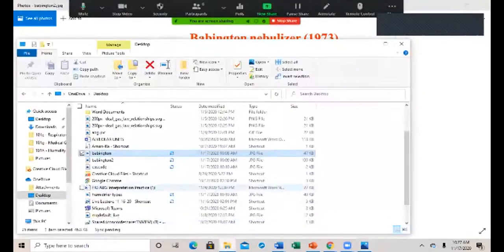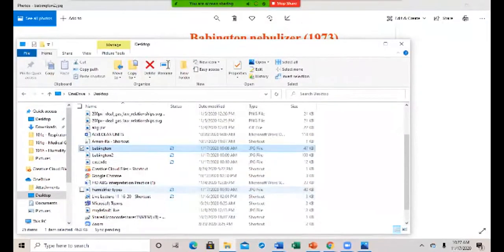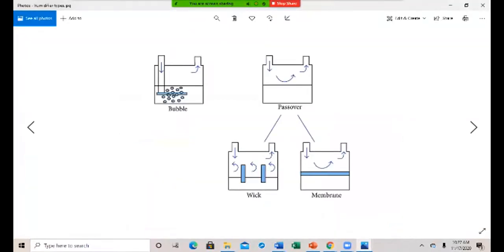All right, we also have the wick type and all that. I want to show you right quick too, so we can go on and show you the humidifier types. Okay, right here. This is a quick picture of all three of them, right?